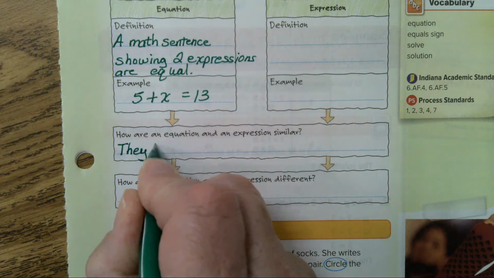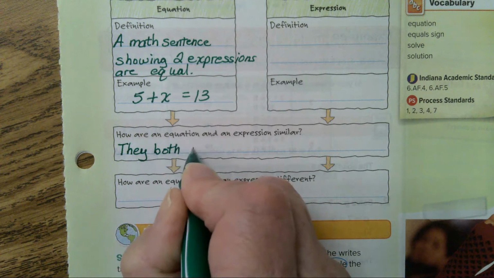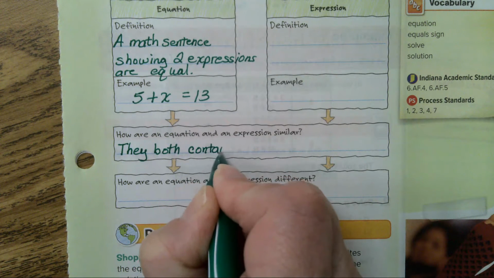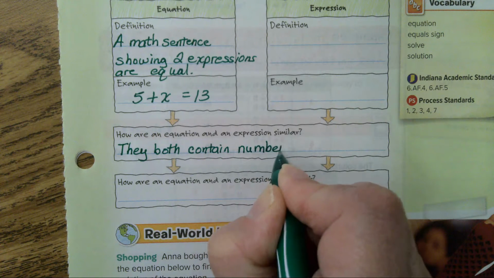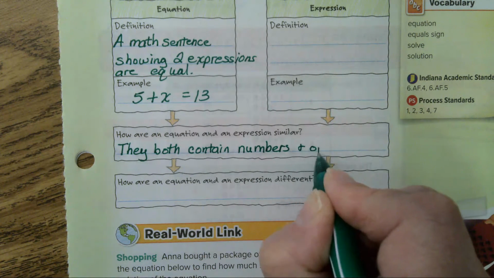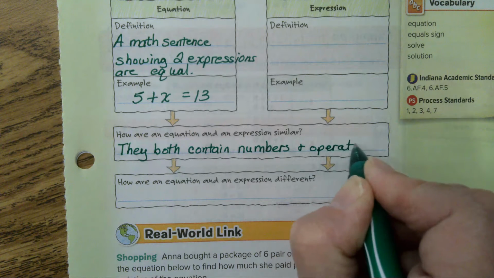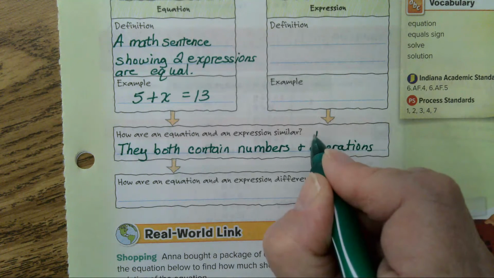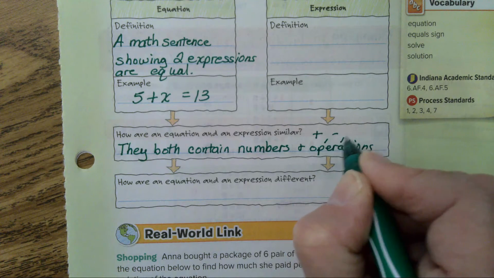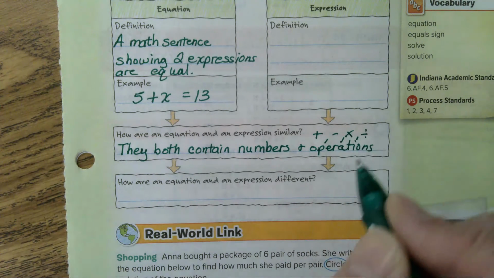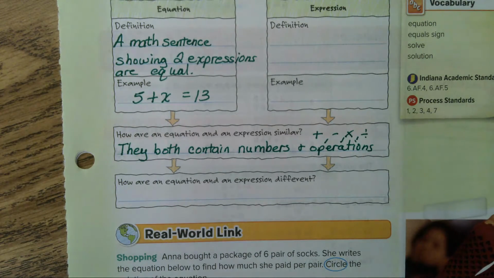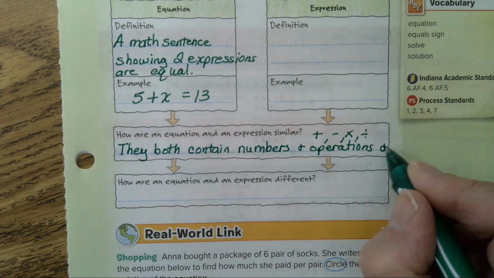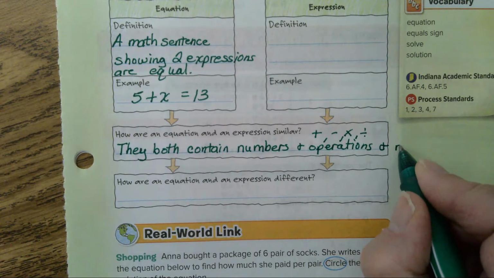They both contain numbers and operations. Operations, kids: add, subtract, multiply, divide. And it says, and may contain variables.